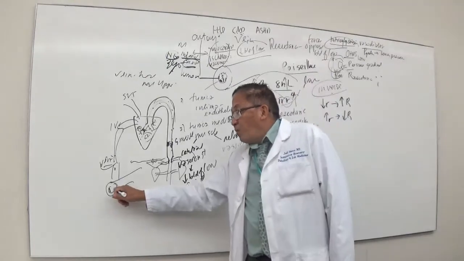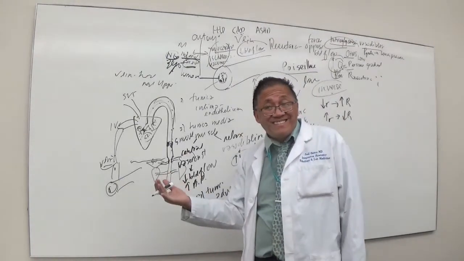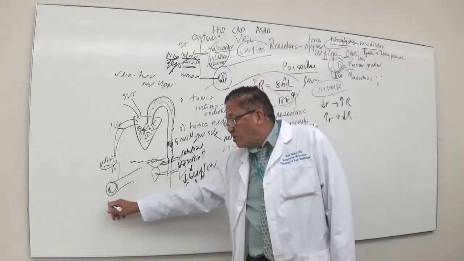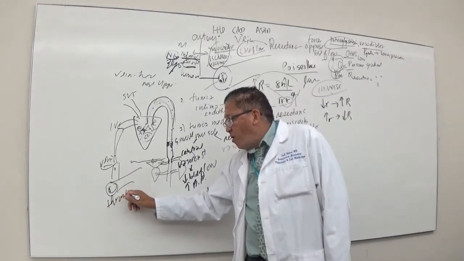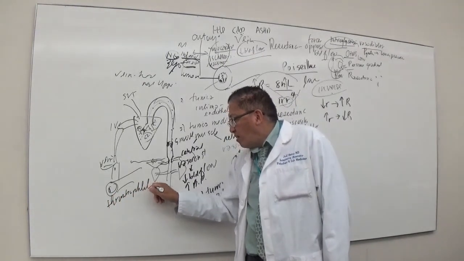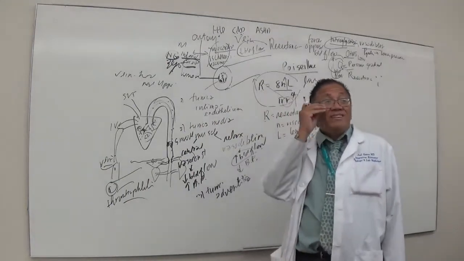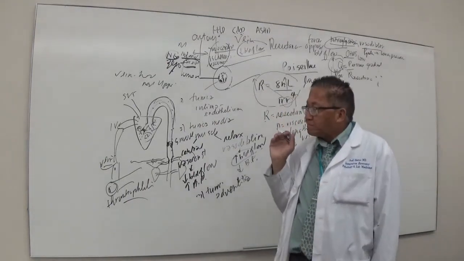So, when the vein is inflamed, it's called phlebitis, and there's a thrombus, a stationary clot, it's called what? Thrombophlebitis. Okay? Now, is that life-threatening? Yes. I'll tell you why.